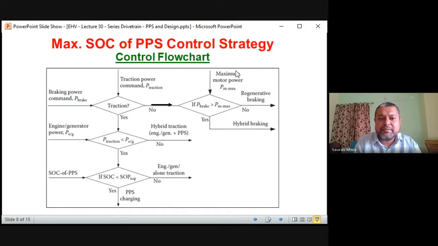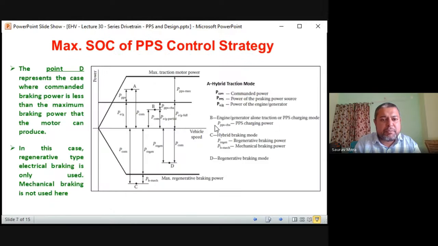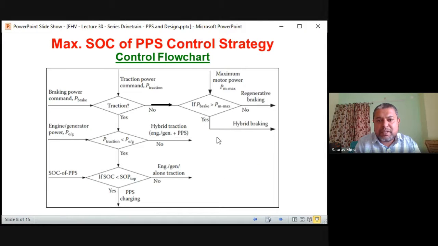So this is C and D. C and D means you are actually coming below the vehicle speed block. C and D will occur here and A and B will occur here. So traction or braking? Yes means it is traction. In this traction, we have to check whether PEG is greater than P traction. That means whether the traction power required is greater than the engine generator power or whether it is less than the engine generator power.